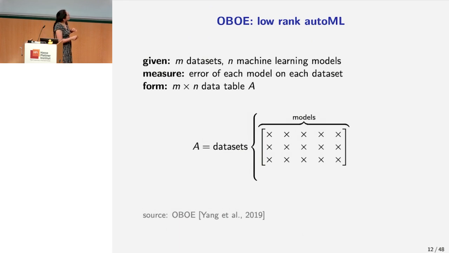Okay? So the ijth entry is the error of the jth model on the ith data set. Okay? So these x's are errors, or maybe they're accuracies, right? I don't really care. Depends what I'm going for.